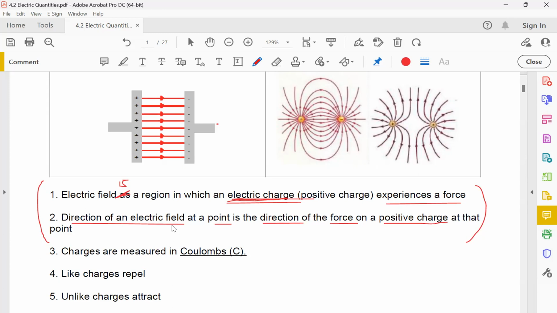You can write either one of these and you will still get your mark. You must mention the electric charge and you must mention that it has a force acted on it. These are the keywords. You can mention that it is a positive charge, but even if you write electric charge, it's good enough already. So the keyword is the charge and the force. You must mention that this positive charge experiences a force, and then you get your marks.